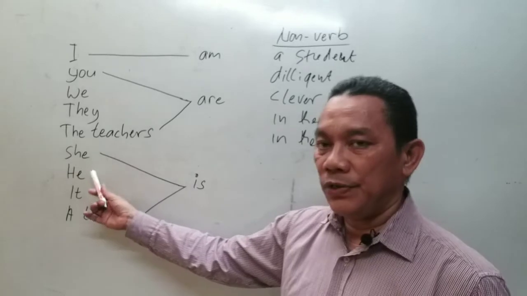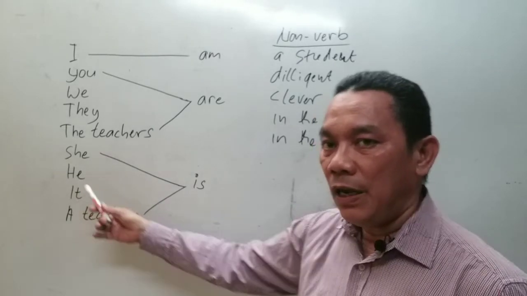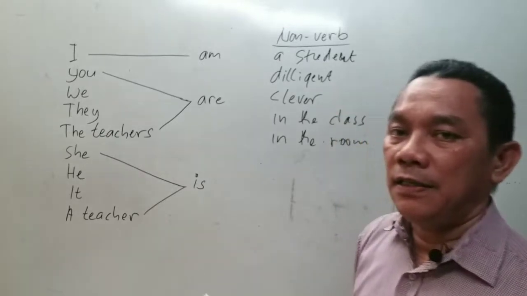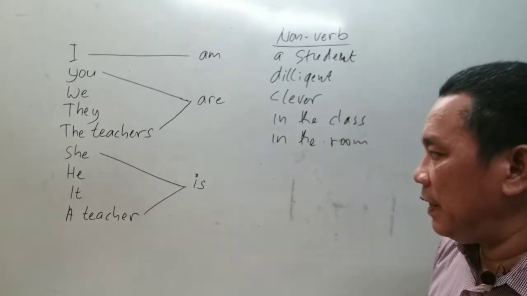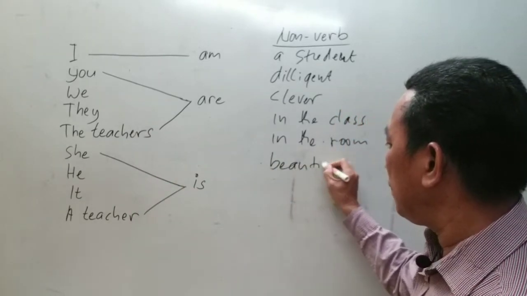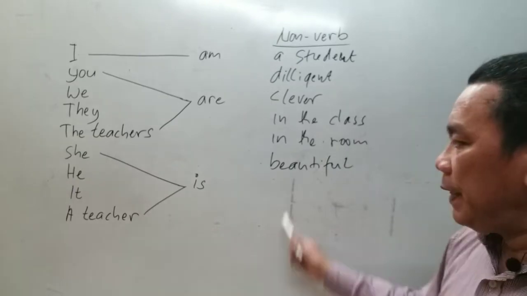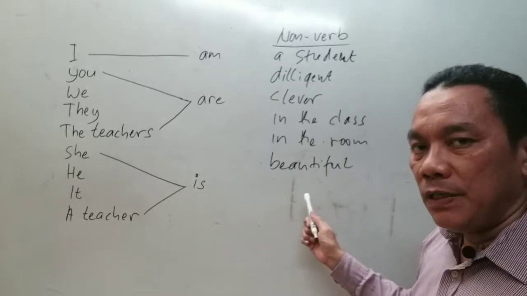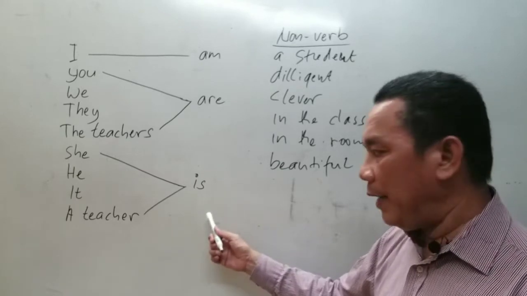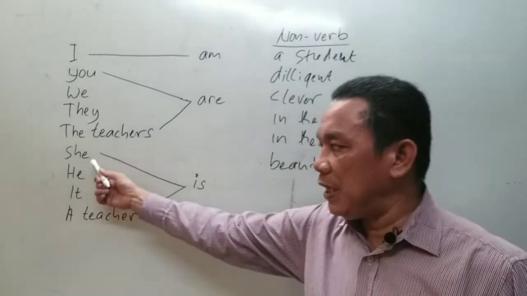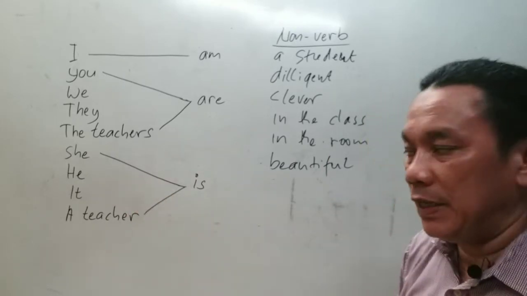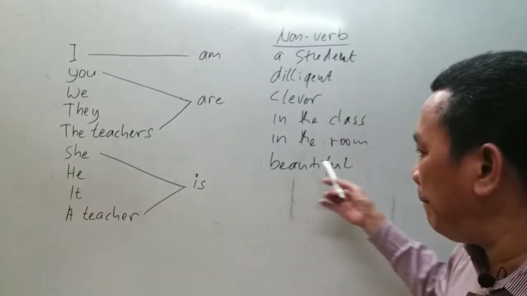This is the singular subject. The singular subject, when the predicate is non-verb, we need to use is as the helping verb of the sentence. Let's say, she is beautiful. Because beautiful is non-verb, so we need to use to be. And the to be is is. Why the to be is is? Because she is only one. This is the third person singular. Okay? She is beautiful.